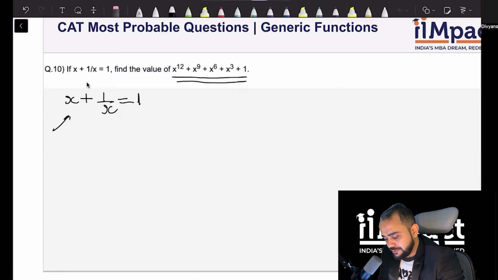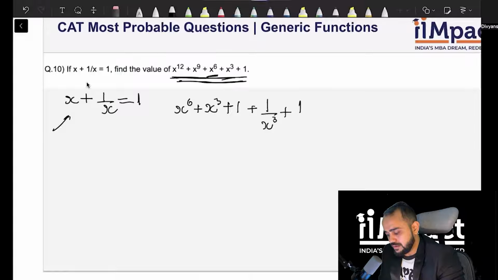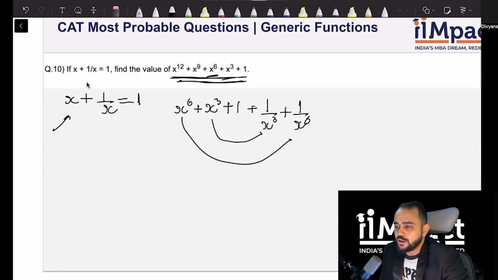So you might feel tempted to divide this entire thing by x to the power 12, which is the highest power, or rather by x to the power 6, which is the middle term, and you will get x to the power 6 plus x cube plus 1 plus 1 by x cube plus 1 by x to the power 6. Now this plus this and this plus this, you can find using x plus 1 by x is equal to 1, which is something CAT has asked multiple times by now.